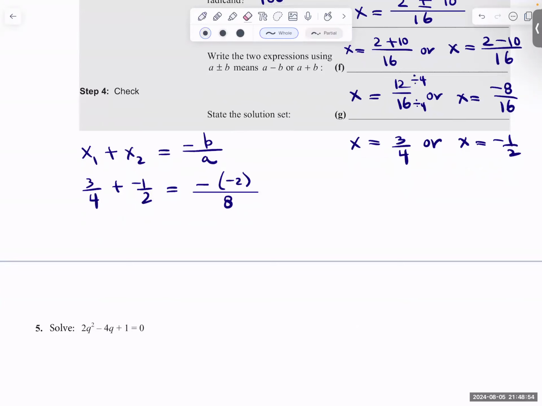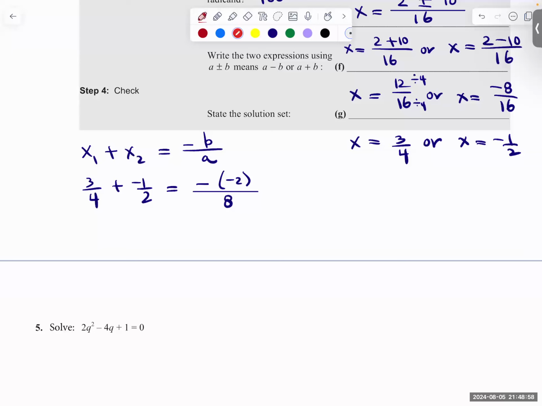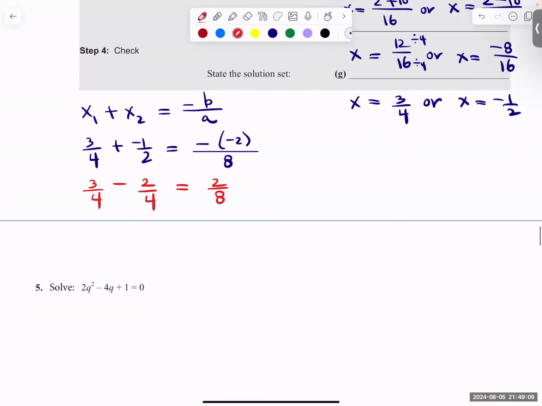Well, on the left side, we have common denominator of 4. So let's go 3/4 minus 2/4. Does that equal positive 2/8? So 1/4 does equal 2/8 simplified is 1/4. We have a true statement. So the solutions are negative 1/2 or positive 3/4.